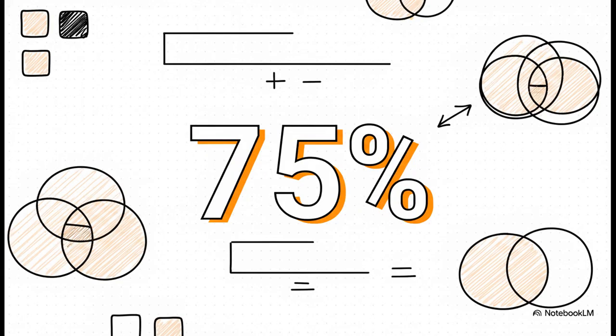So when we follow our formula, we get 4 plus 4 minus that overlap of 2, which gives us 6 favorable tokens out of 8. And that reduces down to a final probability of 3 out of 4, or 75%. See? Once you know the rule, it's not so bad at all.